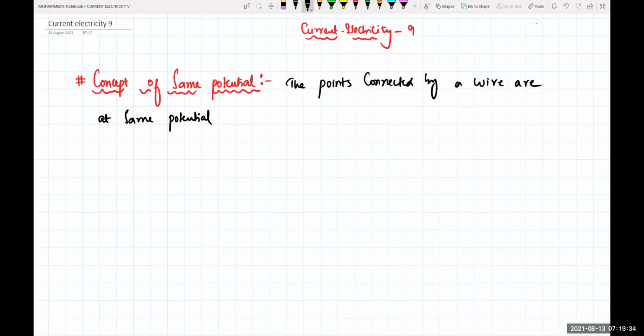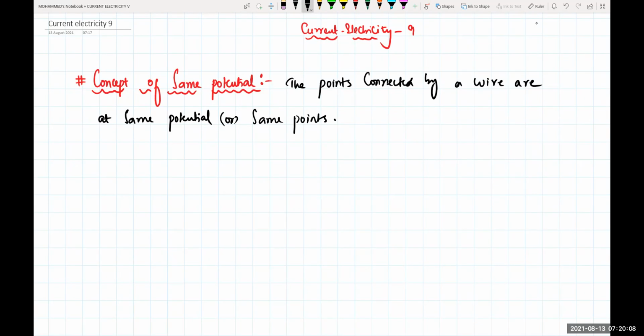Sure. So today's concept is the same potential concept. In this one, we are going to talk about the problems in which the wires are connected on same points and how to identify whether they are in series or parallel. The points connected by a wire are at the same potential or same points. Make a diagram by placing the same points at one place and then identify the resistance in series and parallel. So it will be easy for you to do the problems.